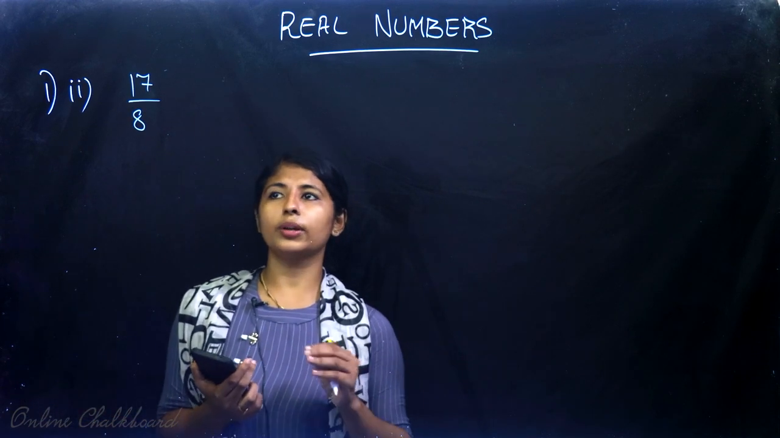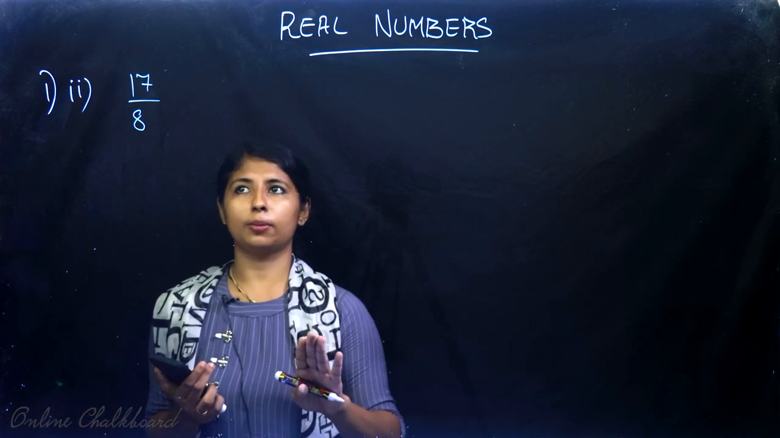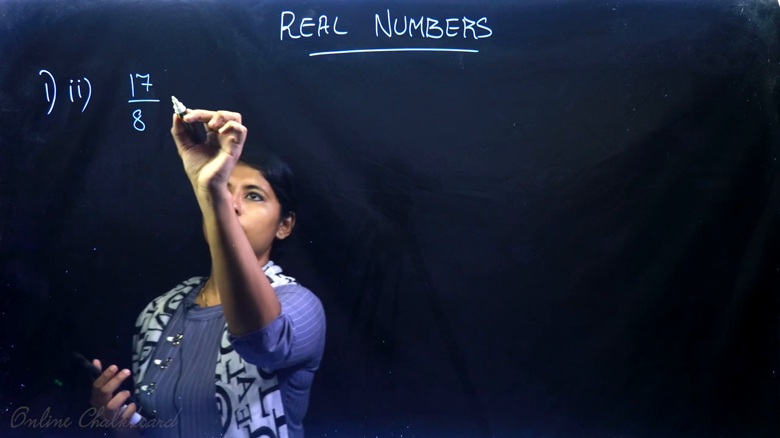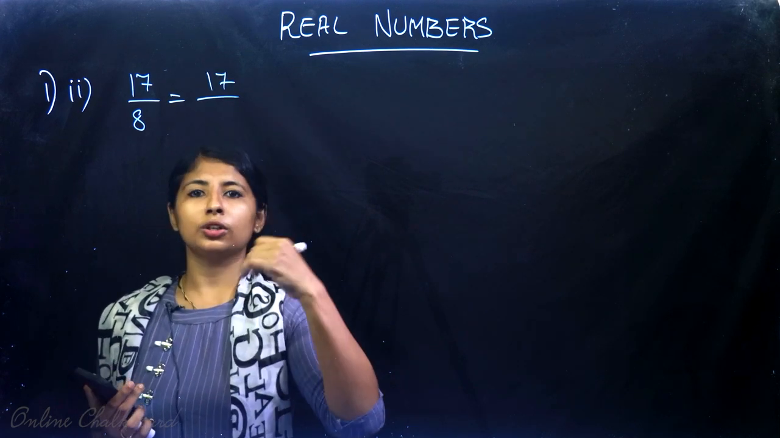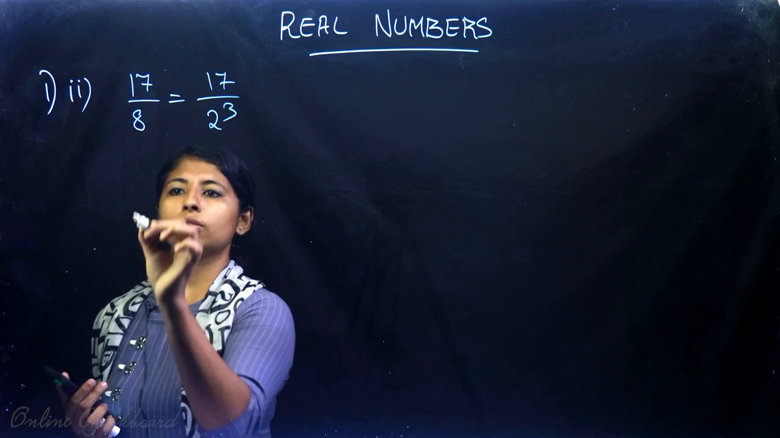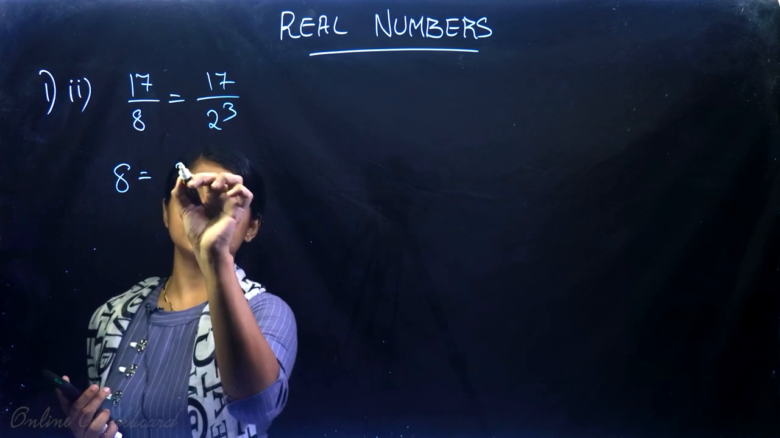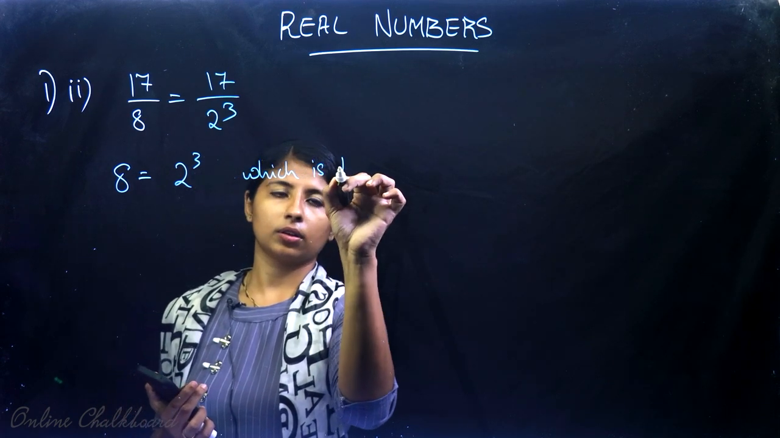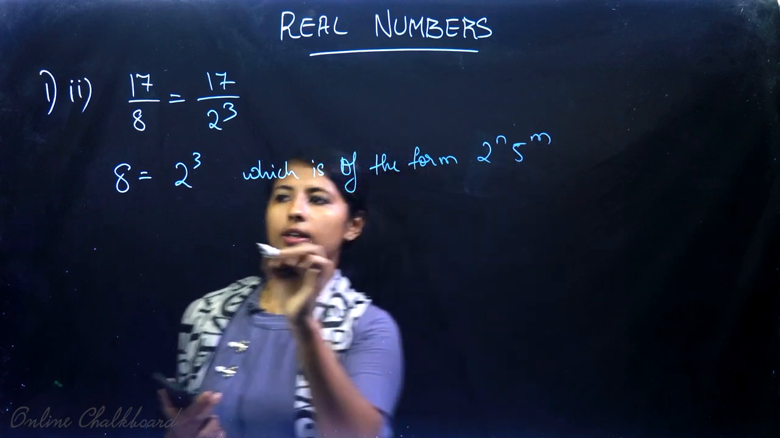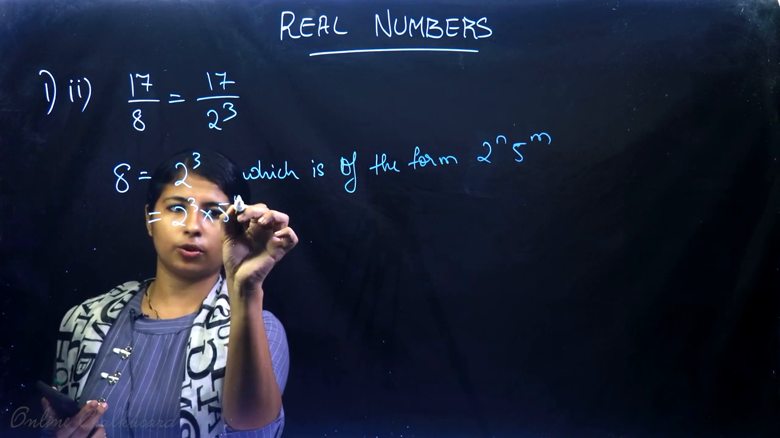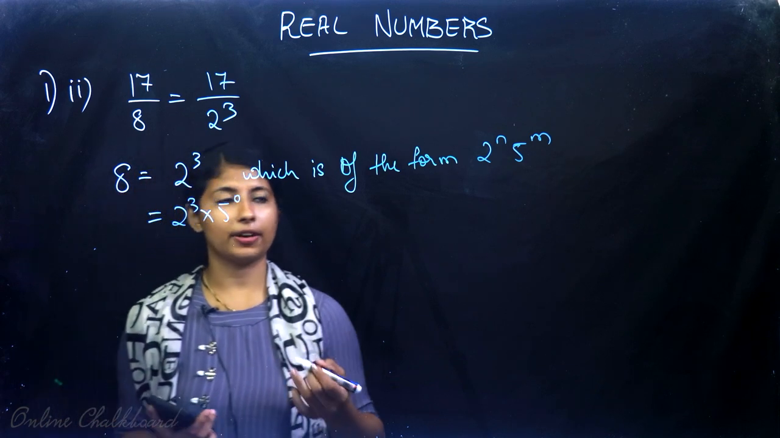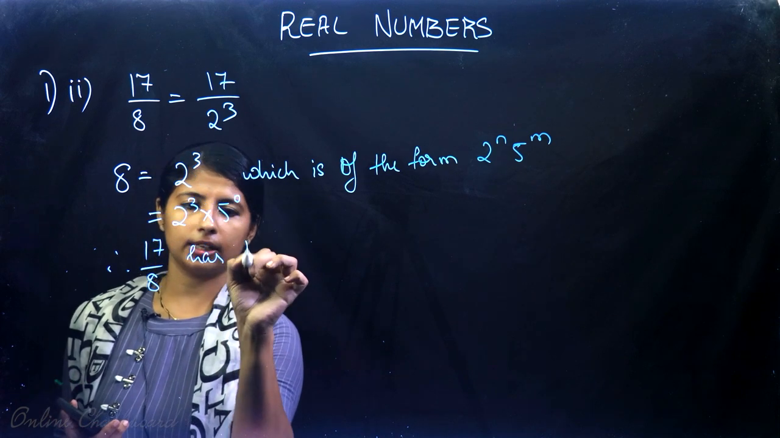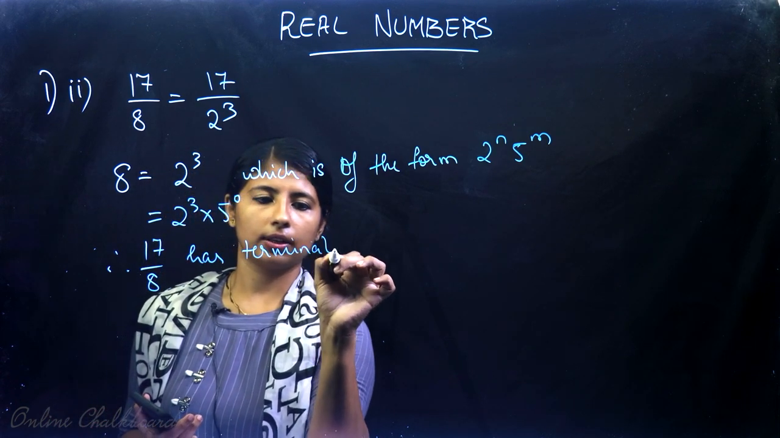For this question, all we need to know is the prime factorization of the denominator. By looking at a fraction, don't get panicked. Just check the prime factorization. We know 8 can be written as 2 into 2 into 2, that is 2 cube. So you see, the prime factorization of 8 is 2 raised to 3, which is of the form 2 raised to n into 5 raised to m. Here it is like 2 raised to 3 into 5 raised to 0, right? 5 raised to 0 is 1, the power of 5 is here 0. So therefore 17 by 8 has a terminating decimal expansion.